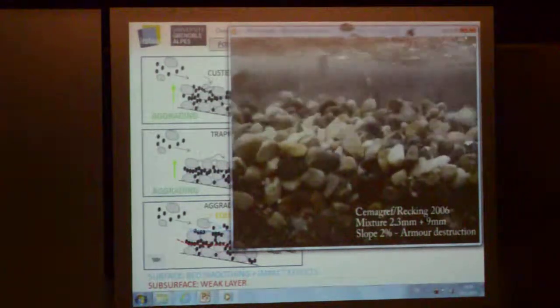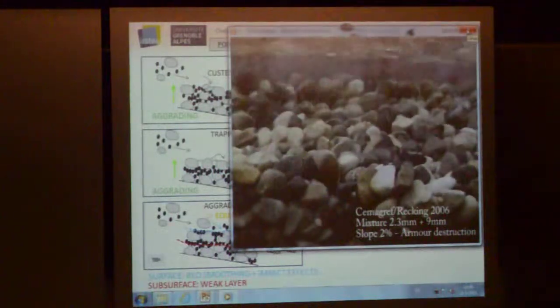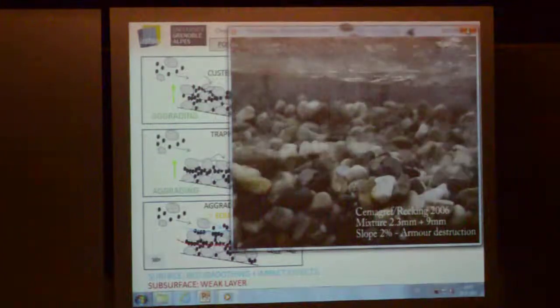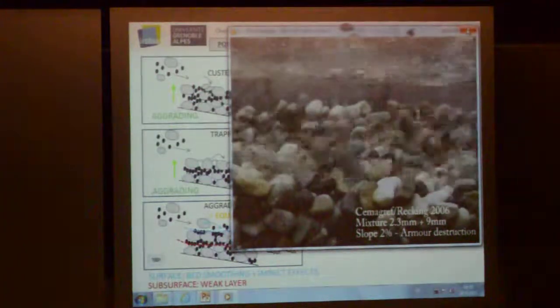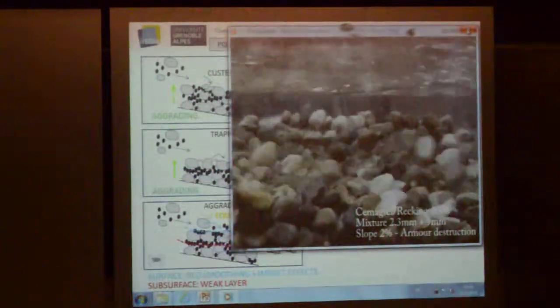When the armor layer is destroyed, is the reach over which it is destroyed limited? So this is my second postulate, that this is a multi-scale problem. You can have this locally or over the total length of the flume.